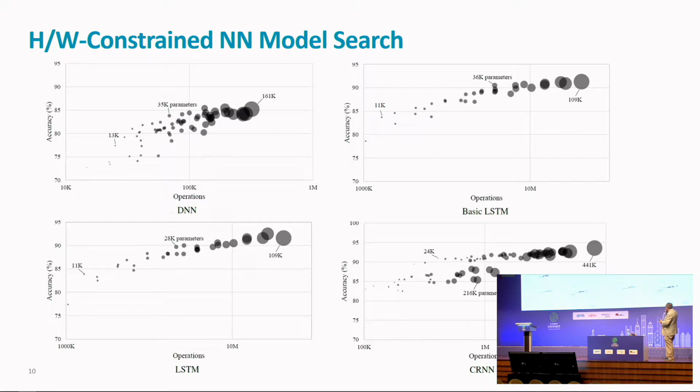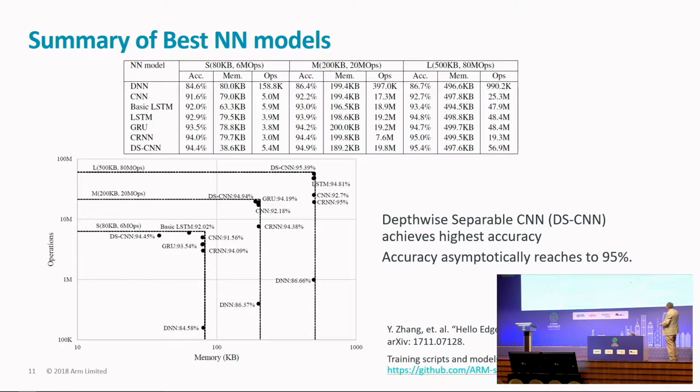And from this research, we actually found that a CRNN, a convolutional, I've got to look at my notes, I think it's a convolutional recurrent neural net, is actually the best fit for this, because it has a really small number of operations relative to any of the other networks, but still gives you a low number of parameters and a high level of accuracy.